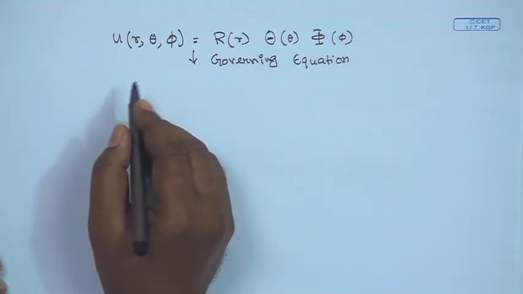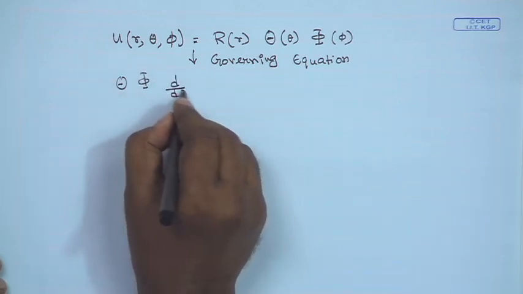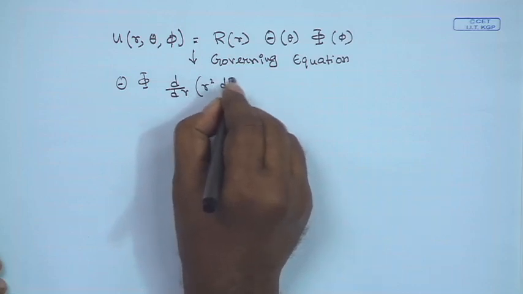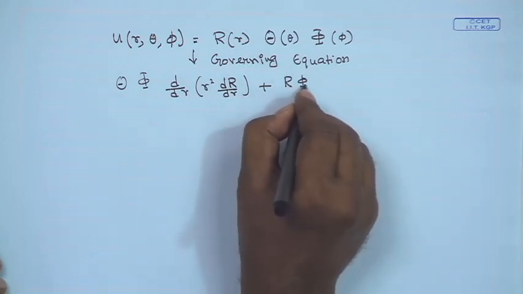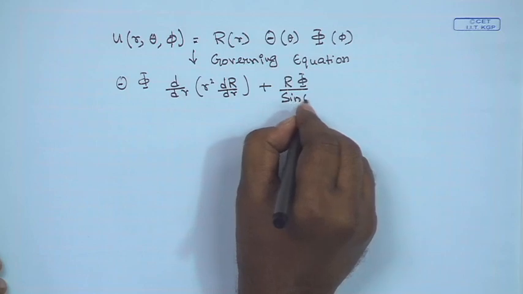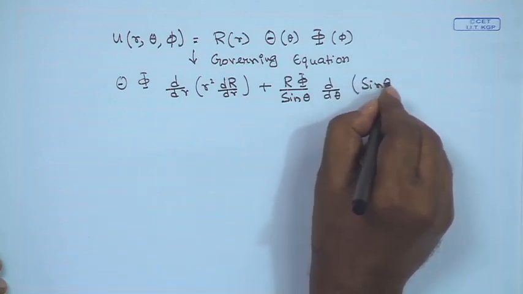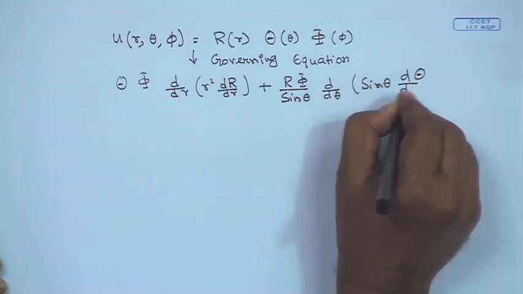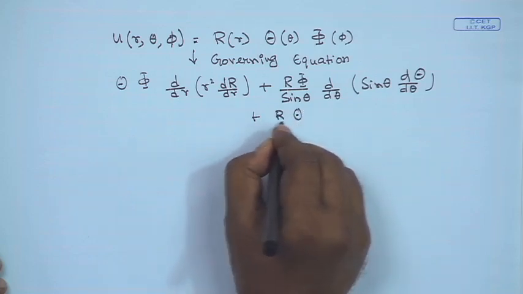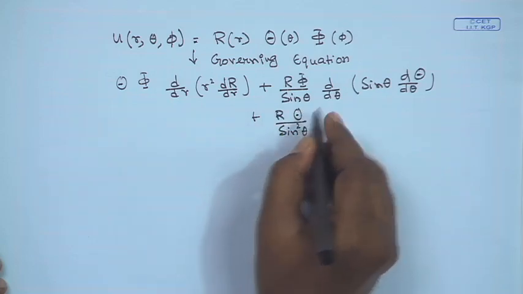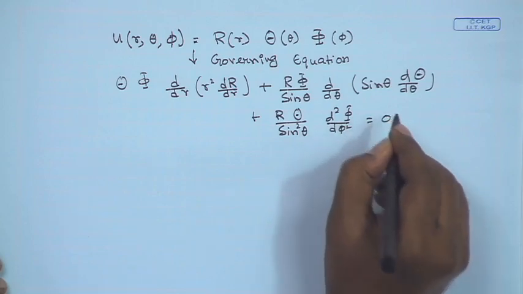then it becomes Theta Phi d/dr of (r square dR/dr) plus R Phi divided by sin theta d/d theta of (sin theta d Theta/d theta) plus R Theta divided by sin square theta d square Phi/d phi square is equal to 0.